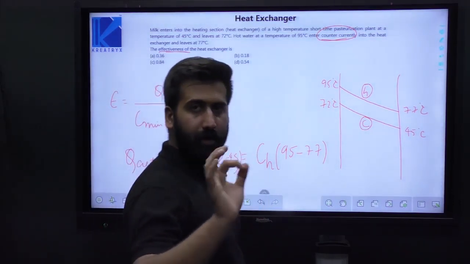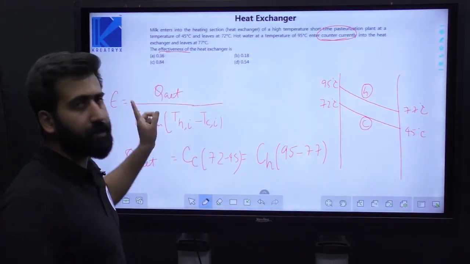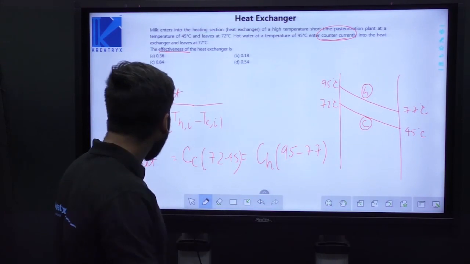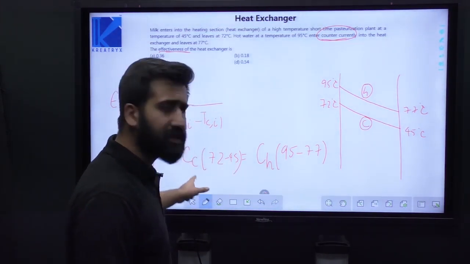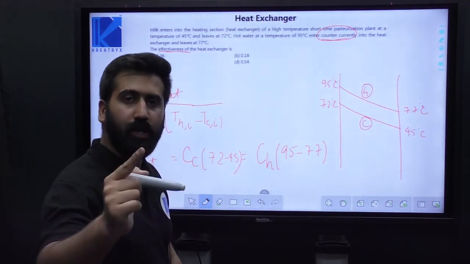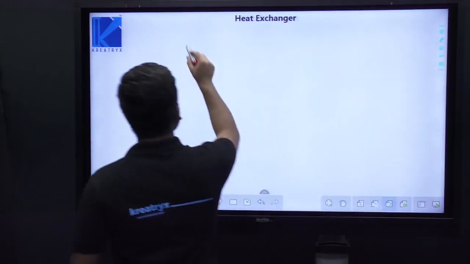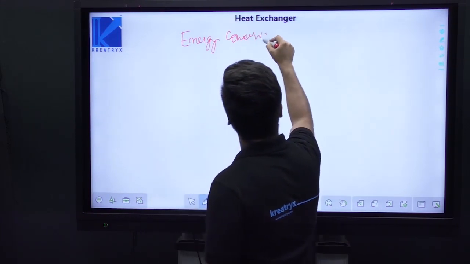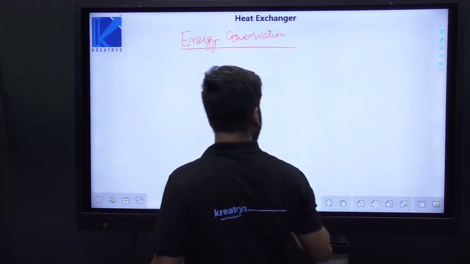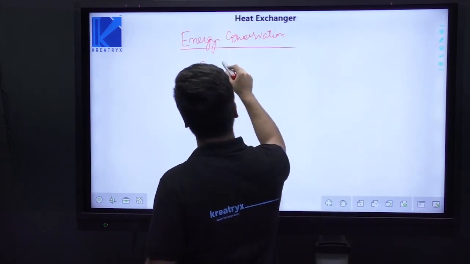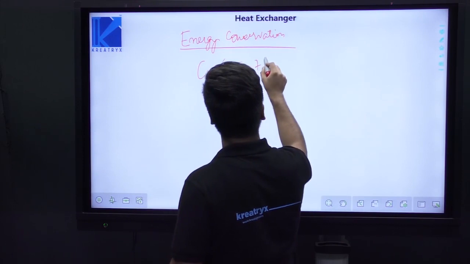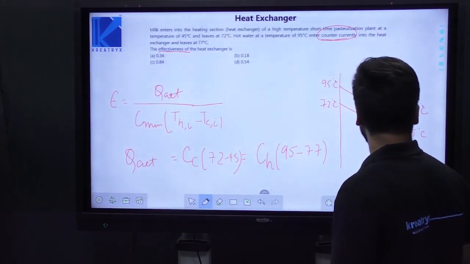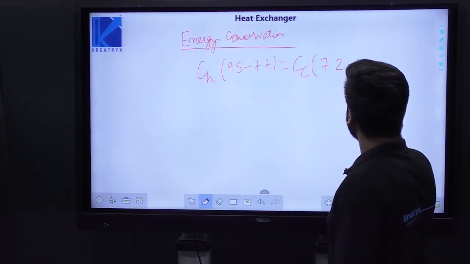But we have to put that term here so that the C minimum gets cancelled out with something above in the numerator. How can we decide whether CH is C minimum or CC is C minimum? We will again be using energy conservation. When we use energy conservation, the heat lost by the hot fluid, that is CH delta T, that is 95 minus 77, will be equal to the heat gained by the cold fluid, that is CC times (72 minus 45).